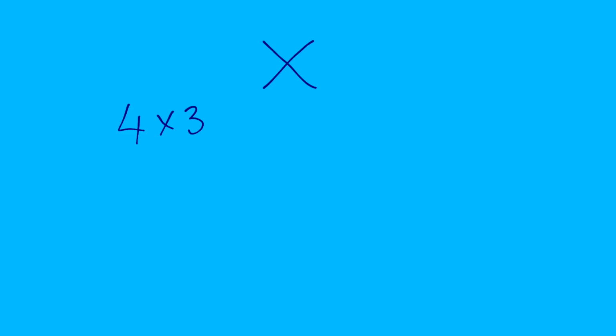Now, this is the same as saying I've got 4 plus another 4 plus another 4. I've actually got 3 lots of 4. So often you will see in multiplication "lots of".